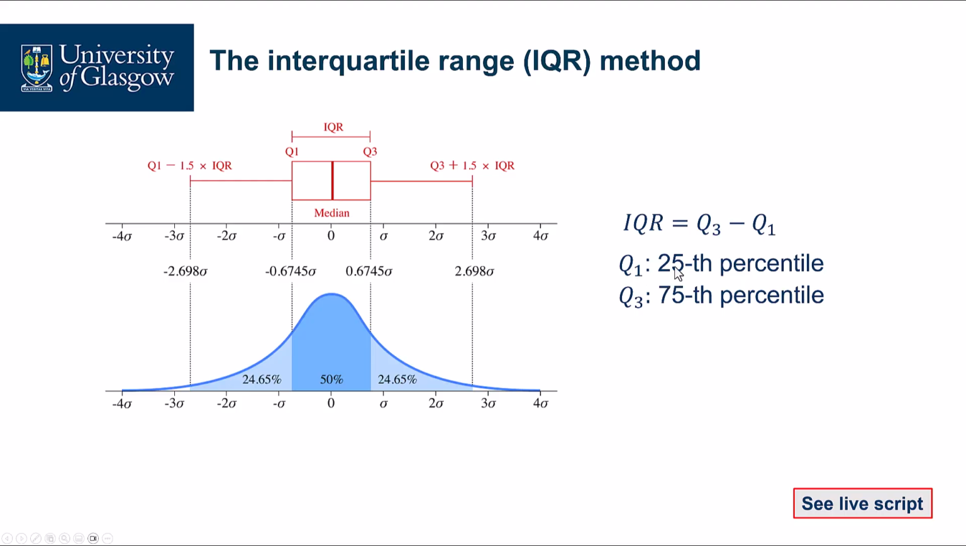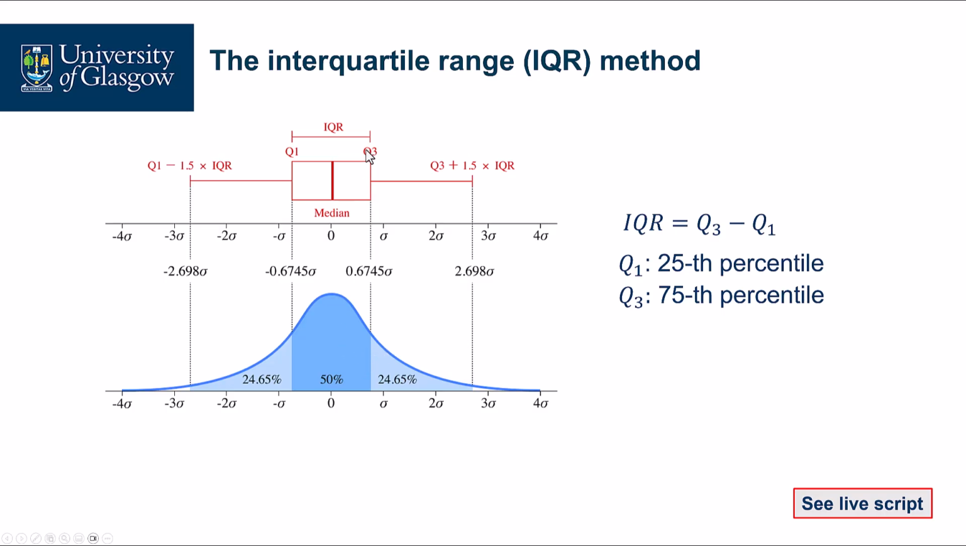So Q1 is the 25th percentile. So what is the 25th percentile? This means that 25% of the data is smaller than the value of Q1, right? And Q3 is the 75th percentile. So we can see that with Q1 and Q3, according to this data distribution, the median is here, Q1 is here, and Q3 is here. So Q3 minus Q1 is the value of IQR, right?